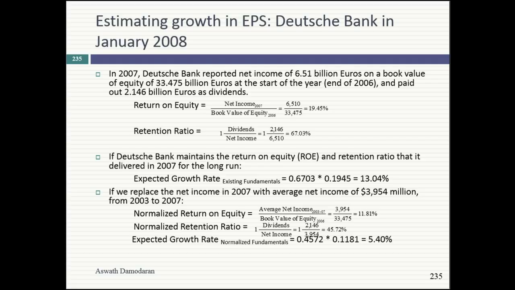What I did was I looked at the average numbers from 2003 to 2007. The average return on equity, rather than 19.45%, is 11.81%. The average retention ratio is about 46%. When I valued Deutsche at the start of 2008, rather than use 2007 numbers, I used those average numbers. 45.72% times 11.81% gives me a growth rate of 5.4%, which is what I built into my valuation at the start of 2008.